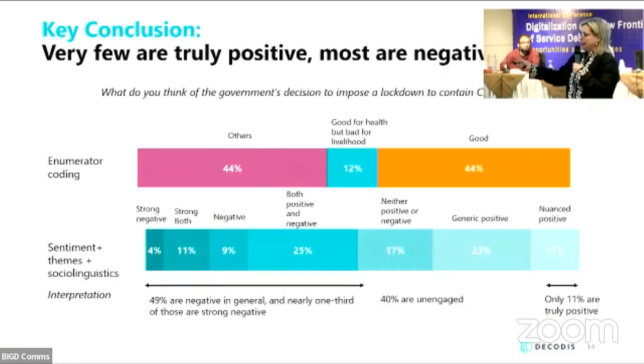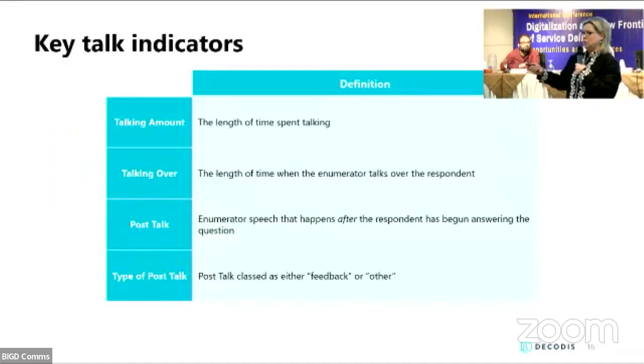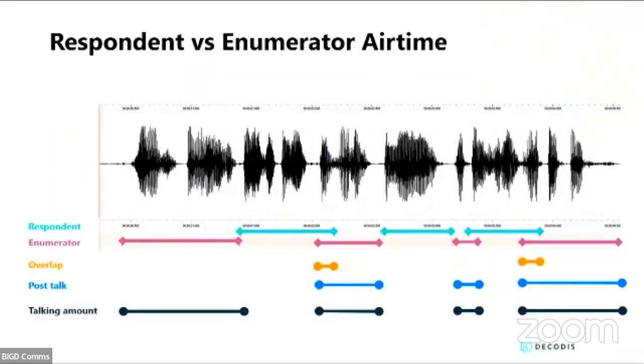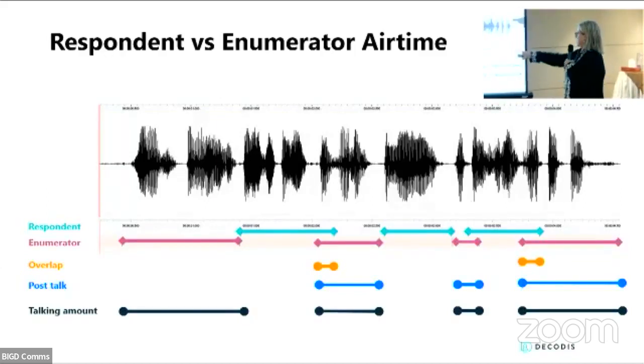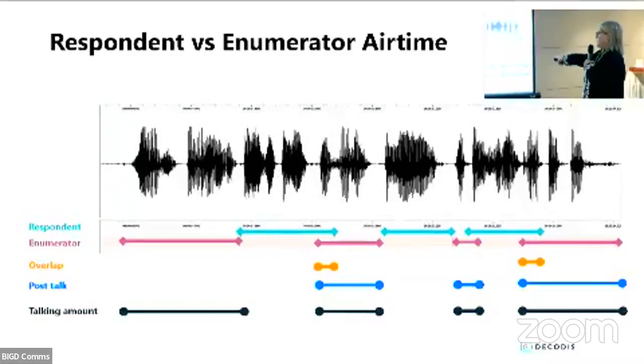So that's the punchline on the content. I'm just going to run to the punchline on the enumerators. So you have enumerators talking, respondents talking, and then enumerators, then respondents. And we have some overlap where enumerators are interrupting. And then we have post-talk. In other words, somebody says something, the enumerator says something, it's that post-talk, and then talking them out.